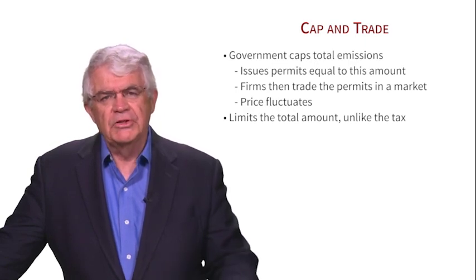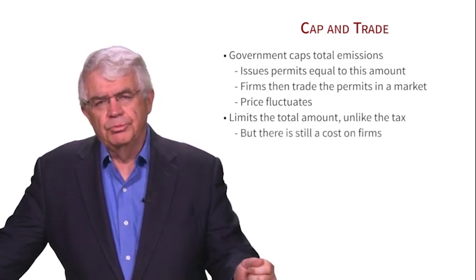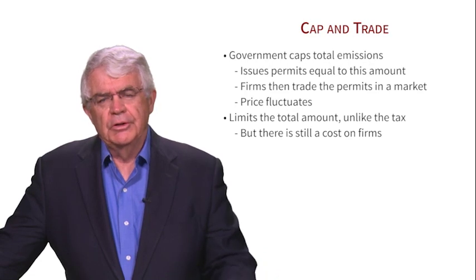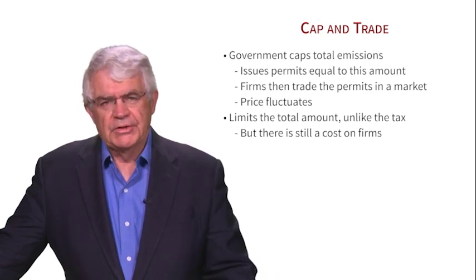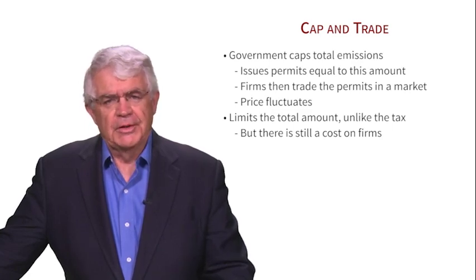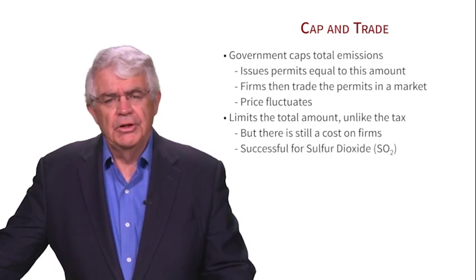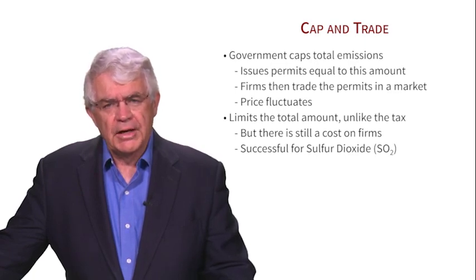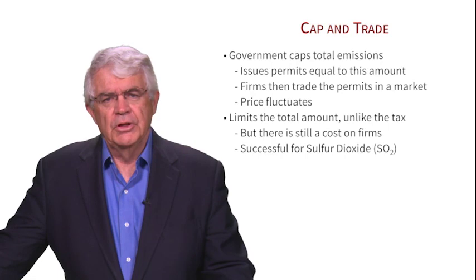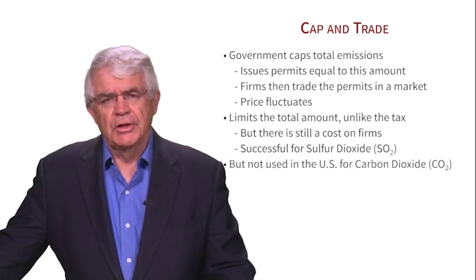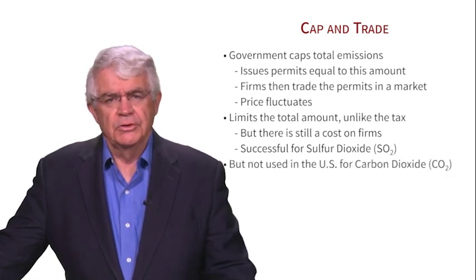You still get some efficiencies because you're putting the effort to reduce pollution in the areas where firms are best at it, and not so much where it's hard to do. Different types of firms, different types of locations, different types of production. This idea has been successful for sulfur dioxide pollution, and it's been proposed many times for global warming, the carbon dioxide, carbon emissions. However, it has not been used in the U.S. yet, although it has been used and will be used in certain states, including the state of California.